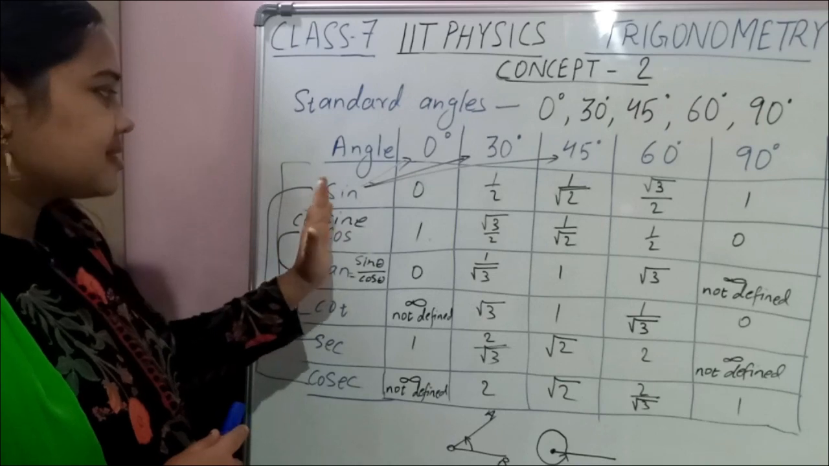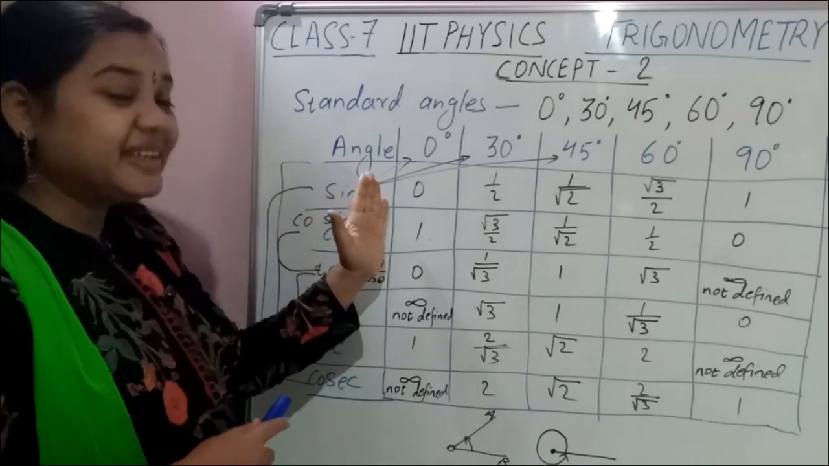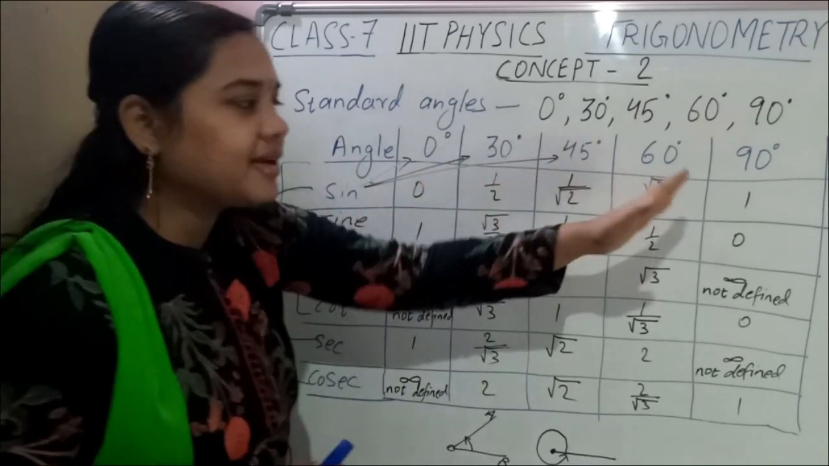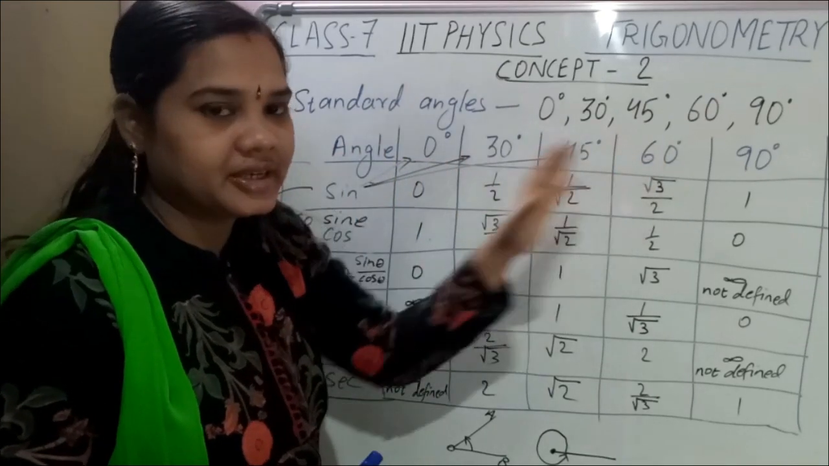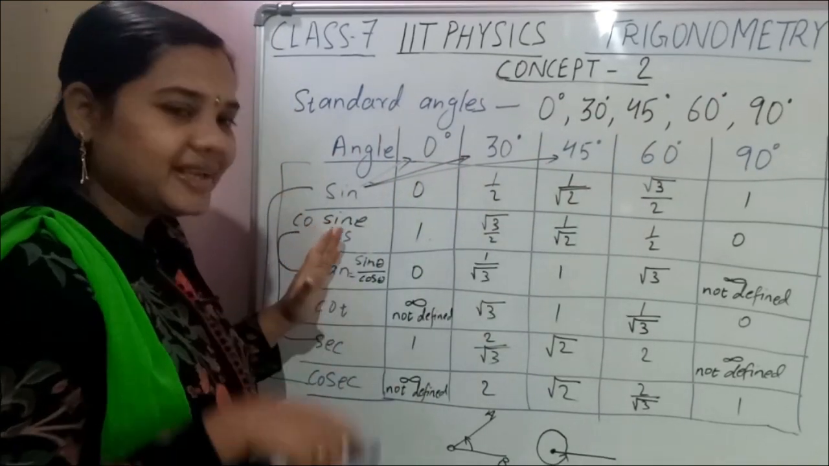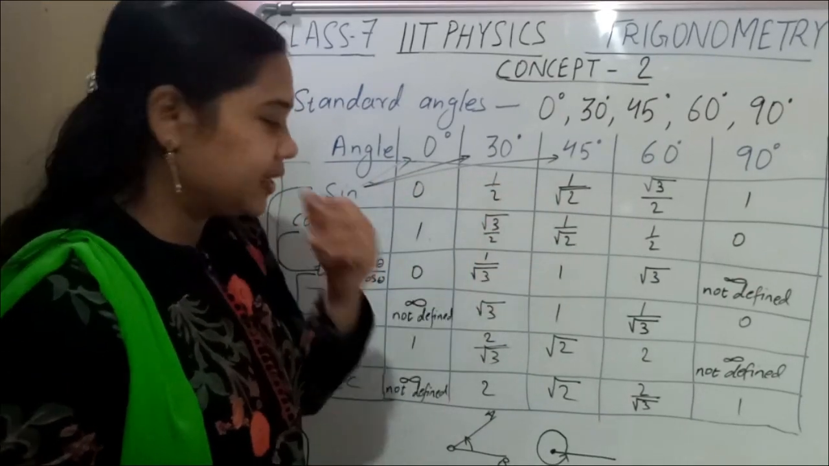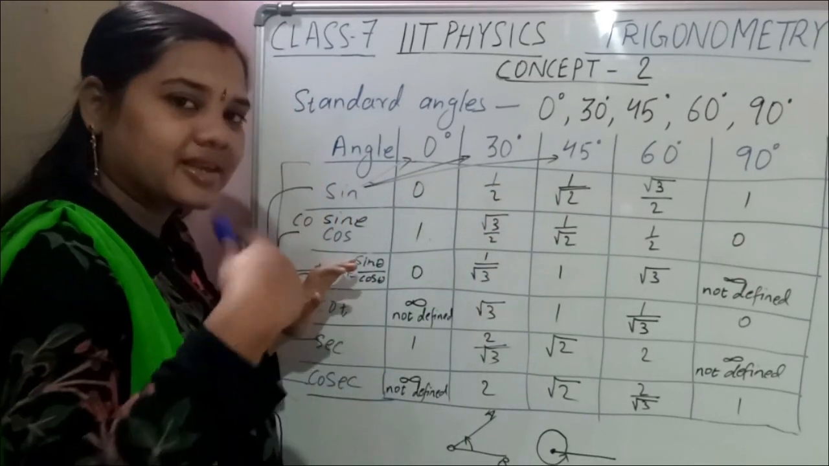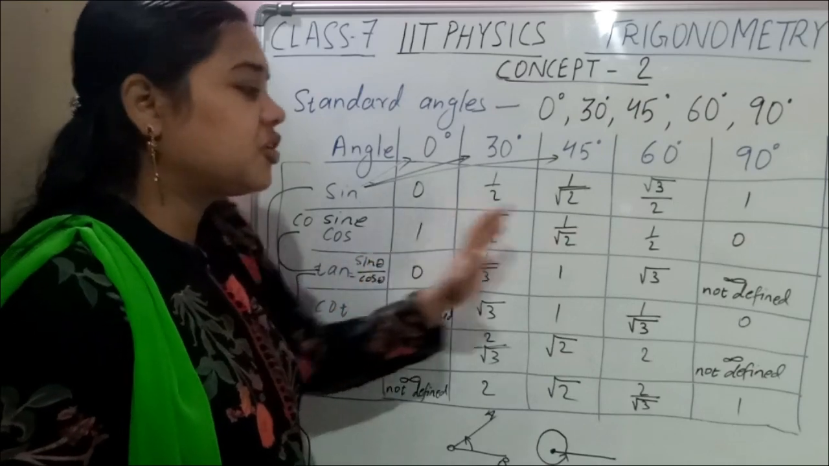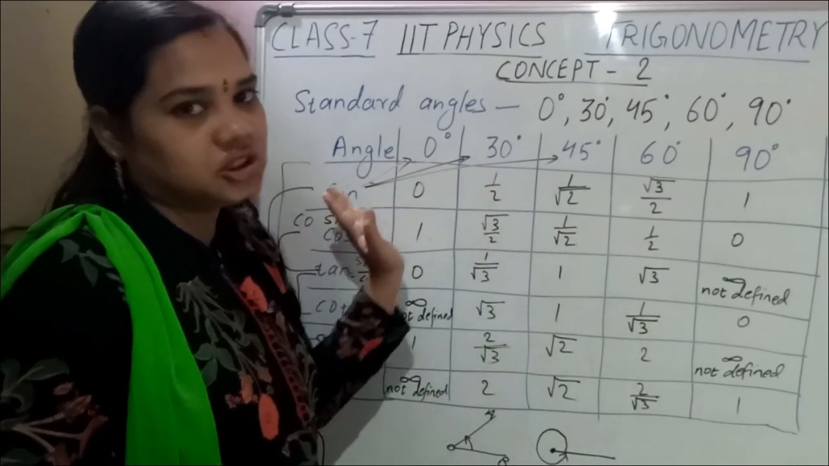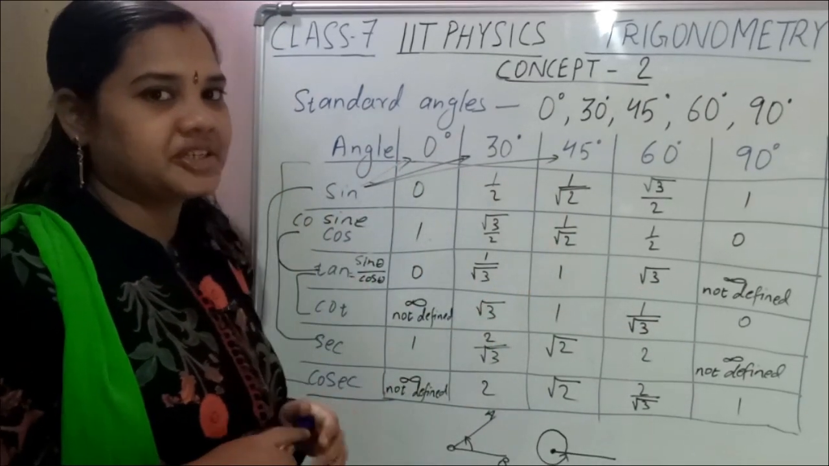So the first point: the sine value is increasing from 0 to 1 when we go from 0 to 90 degree. The cos value is decreasing from 1 to 0 when we go from 0 to 90 degree. And the tan value is again increasing from 0 to infinity when we go from 0 to 90 degree. That is the second point given.